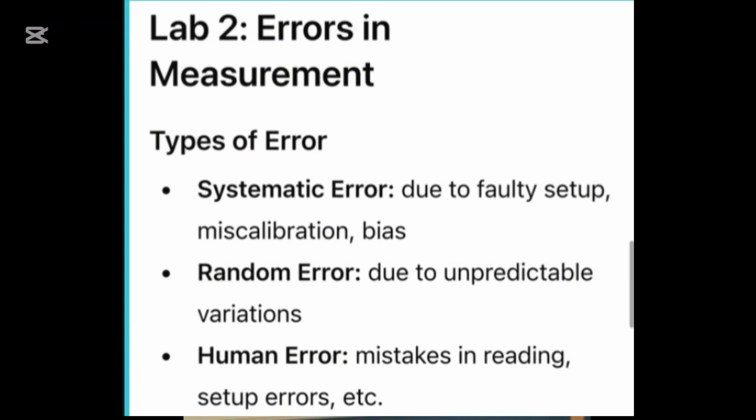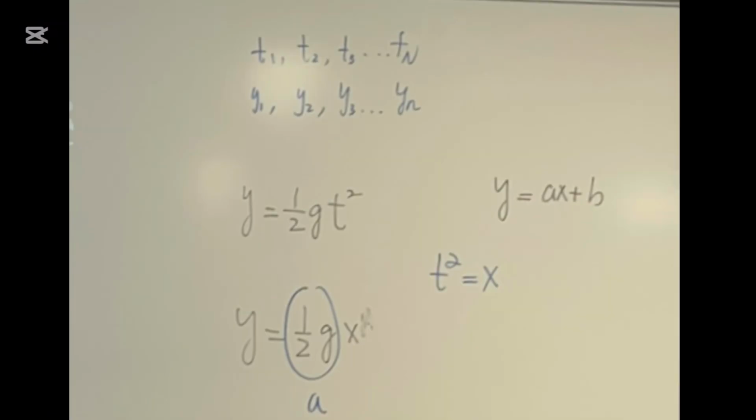The reason is, yes, you're right. Most scientific equations are not linear. But when you do data handling, you convert that equation into the linear. Example, free fall. Who can immediately tell me what's the free fall equation?